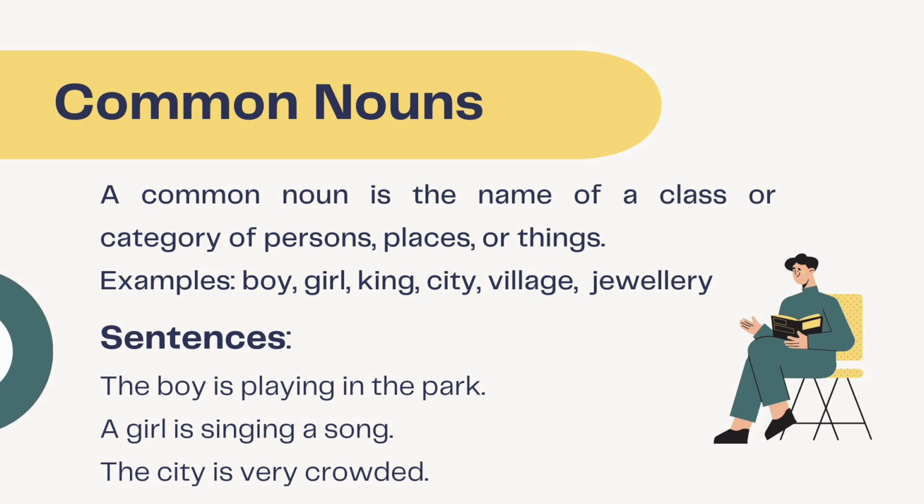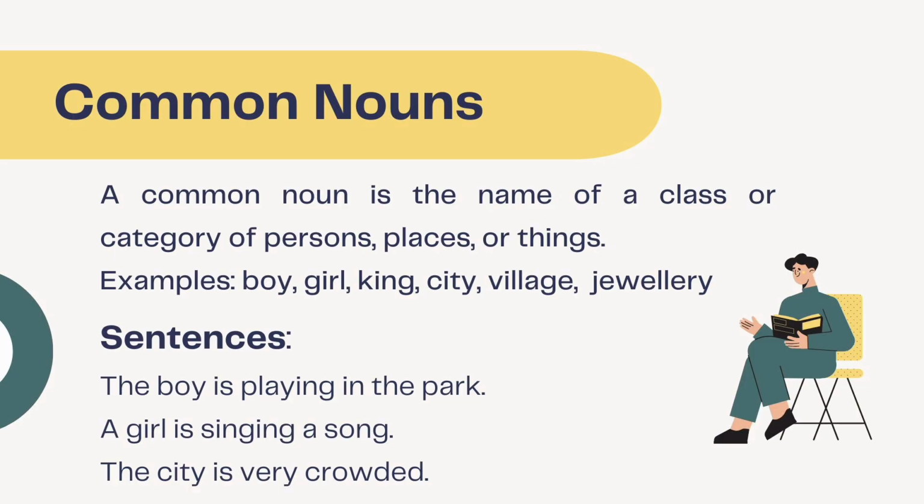Common nouns. Now let's move on to common nouns. A common noun is the name of a class or category of persons, places, or things. Unlike a proper noun, a common noun does not give us the specific name of something. For example, boy, girl, king, city, village, and jewelry are common nouns.